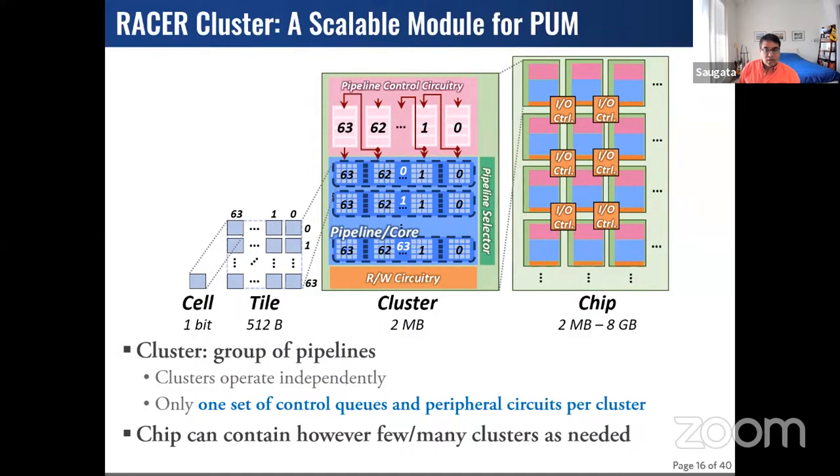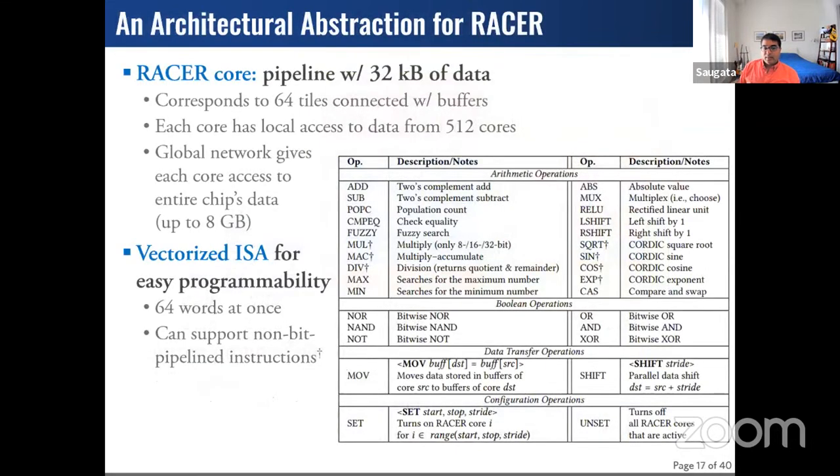And so this is at the hardware level. Beyond that, we want to provide an architectural abstraction that starts thinking about software problems. The way we do that is we take each of those pipelines and designate them as a vector core, what we call a RACER core. It's essentially a core that has 32 kilobytes of data. Essentially, this corresponds to the 64 tiles in their buffers.